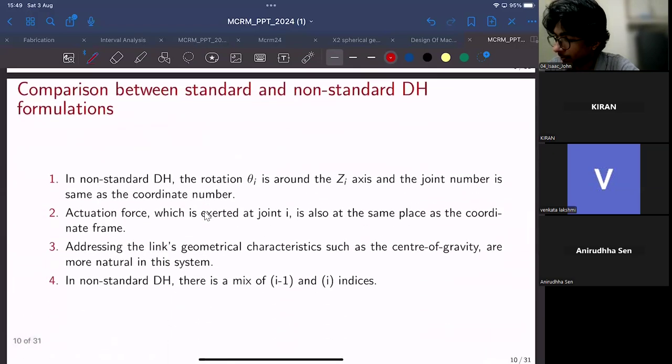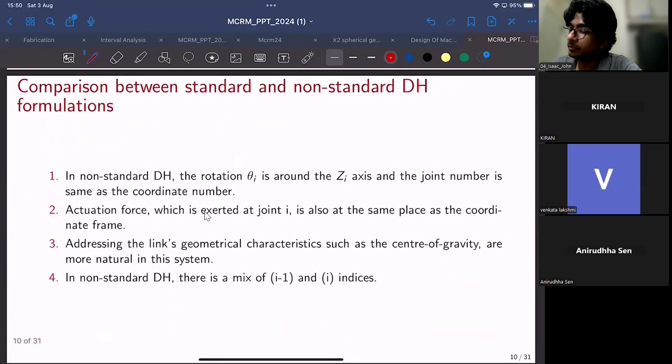Yeah, so that is about it. And just to append to what I have mentioned earlier, just to be clear, to distinguish between the standard and non-standard formulations, there are also a couple of points. In the non-standard DH representation, which is what we are following in this course, the rotation theta i is around the z(i) axis, and the joint number is the same as the coordinate number.